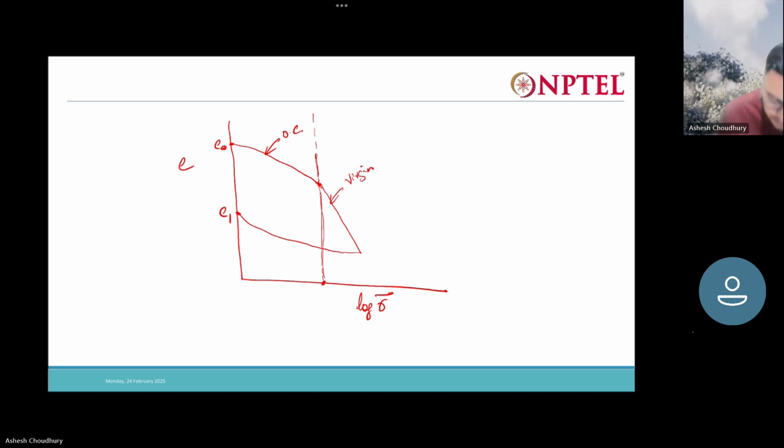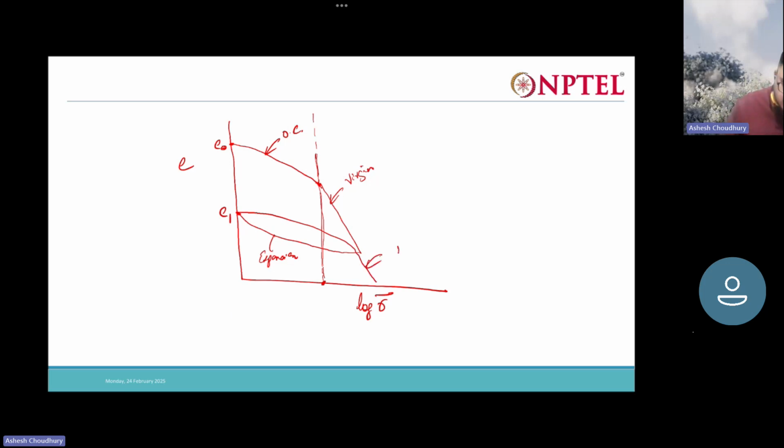You will reach a void ratio of e1. This is the expansion curve. And then if you recompress it again, it will be something like this again. Okay.